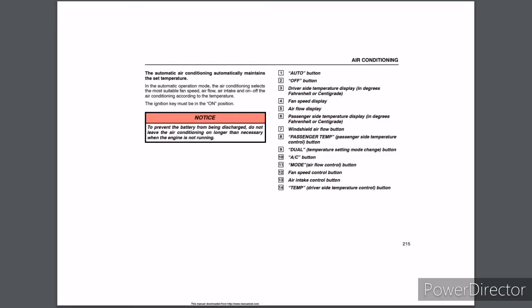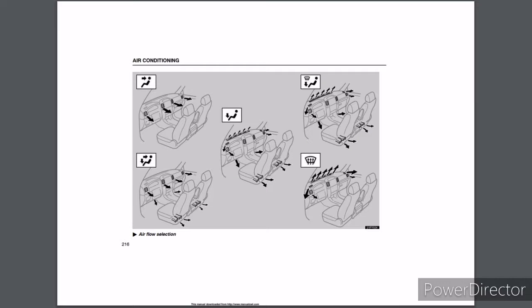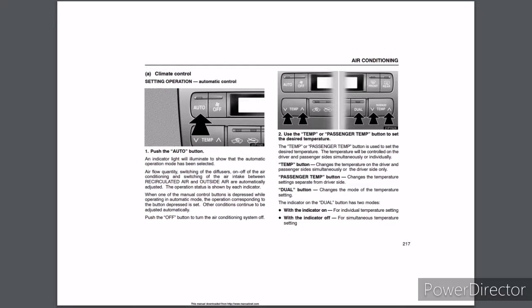9. Dual temperature setting mode change button. 10. A/C button. 11. Mode airflow control button. 12. Fan speed control button. 13. Air intake control button. And 14. Temp driver side temperature control button. Airflow selection. A. Climate control.